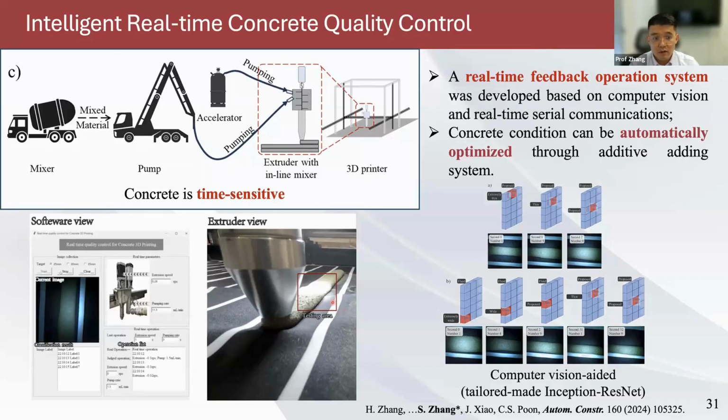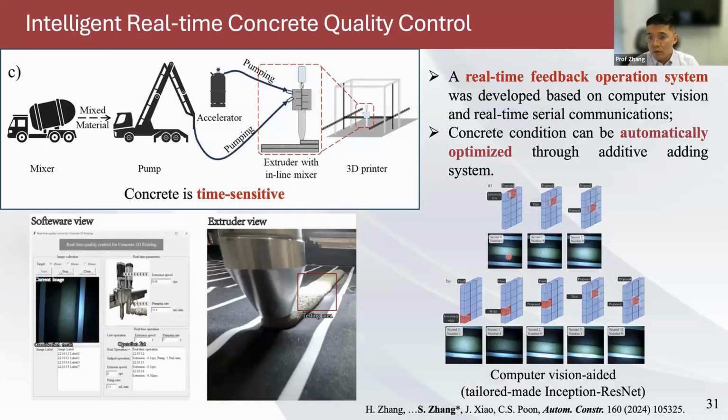So there's a camera right here. It continuously takes pictures of the extruded concrete, and the pictures are labeled in real time to see if the geometry of the extruded concrete is wrong, or if the status of the concrete, the fluidity of the concrete, is wrong.